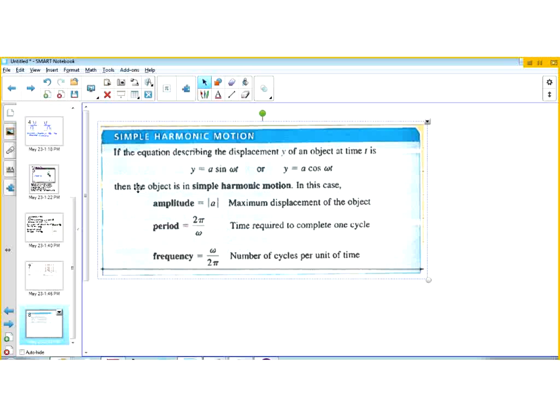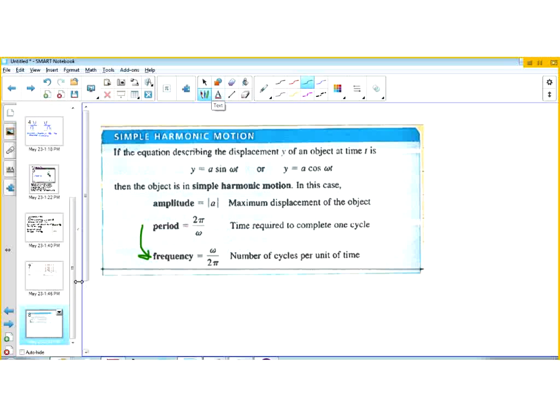So simple harmonic motion. If we have an equation describing the displacement y of an object at time t, it's your standard sine function. We call it sine omega t or cosine omega t. Either function can describe harmonic motion. And so we have these definitions. The amplitude, as usual, is the absolute value of the coefficient on the trig function. The period is, as usual, 2 pi over omega. This cursive w is called omega. It's a Greek letter omega. And then we have the notion of a new concept called frequency, which is 1 over the period. It's the reciprocal. So the reciprocal of period is called frequency.